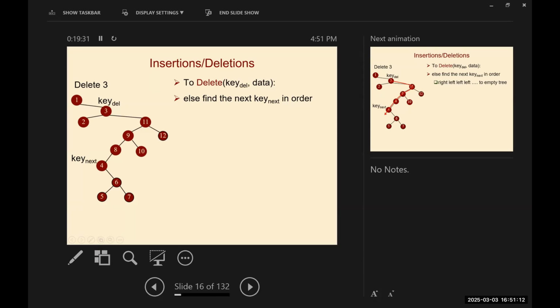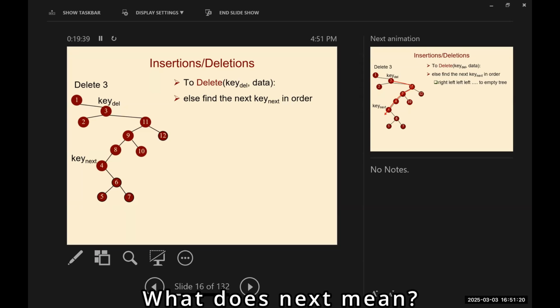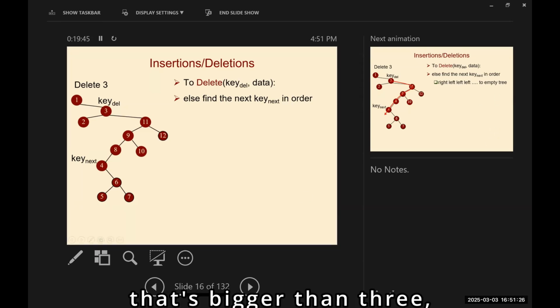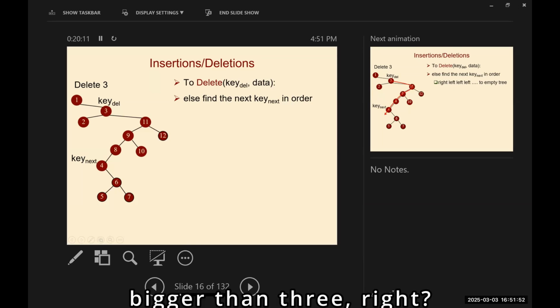So we move over here, and now what we're doing is effectively looking for the smallest node in this subtree, right? What does next mean? It's the smallest node that's bigger than 3, right? So you go bigger than 3, and then you want to go as small as possible, right? And how do you go small? You go left, right? So you go left, left, left, left, left, left, until you can't go left anymore, right? So what's the joy about it? It happens to be 4, which is an integer bigger than 3, right?